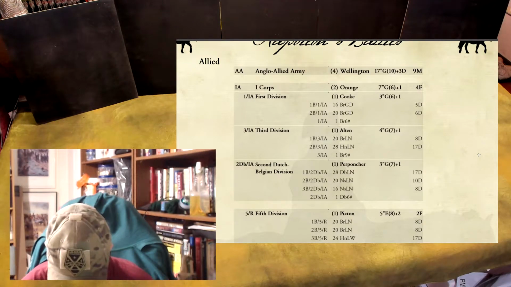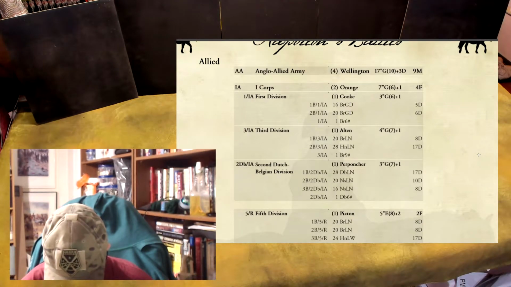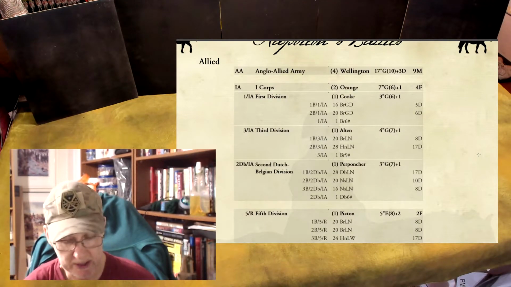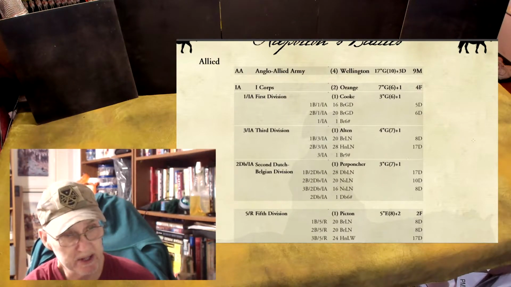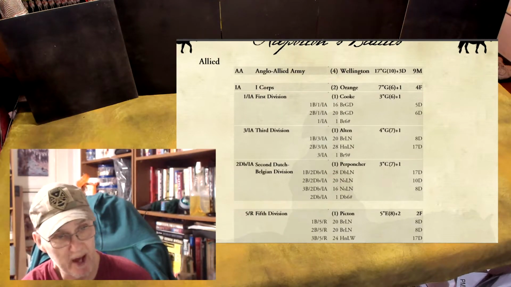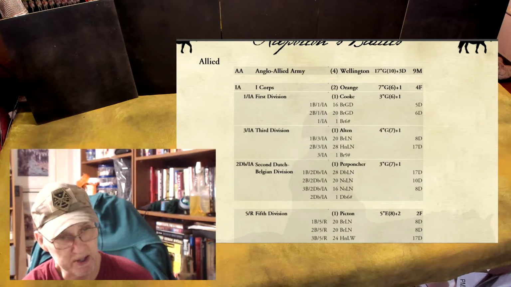Okay, now under his command, he has a bunch of divisions, and they have a 3-inch range. Alten has a 4-inch, where Perponcher is back to 3, even though they've got good command. They are both considered good generals, +1 generals. They're all pretty much good +1s.